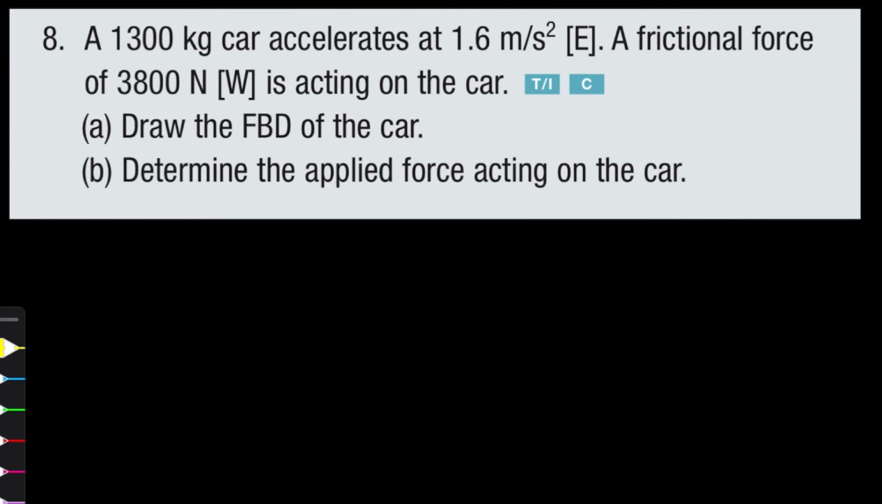Question number 8, we have a 1300 kilogram car. It accelerates at 1.6 meters per second squared east. There's a frictional force of 3800 newtons west acting on the car. They want us to draw a free body diagram of the car and to determine the applied force acting on the car. Now in this case, although they don't ask us, a good way to answer this question will be to first draw a system diagram. So let's draw a car.